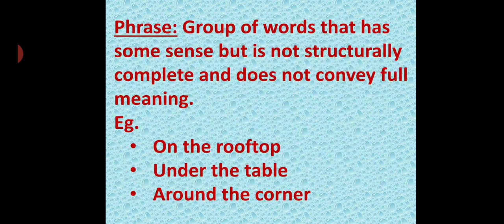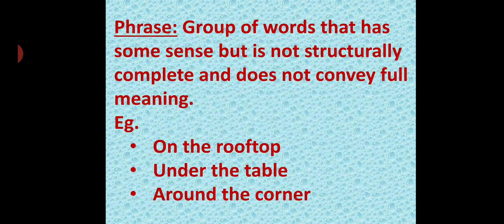Some examples of phrases are given here. On the rooftop, under the table, around the corner. These are phrases. We can understand some meaning out of these, but the meaning is not complete. But when these are used in sentences, they depict the full meaning.